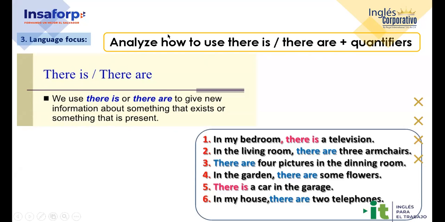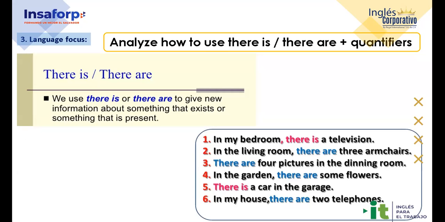Please. We use there is or there are to give new information about something that exists or something that is present. Okay, something that exists. We use this expression, this phrase, in order to talk about or to provide more information about something that we are going to mention or talk about, right?